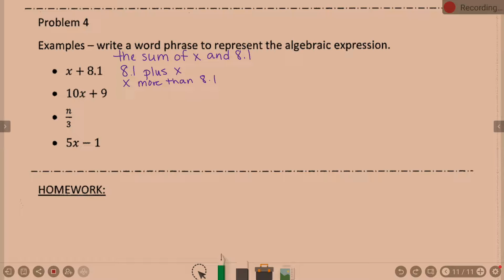So, what would you say for this one? x plus... Maybe not x plus 10, it doesn't say x plus 10. You can do 10x plus 9. But what's happening with 10 and x?